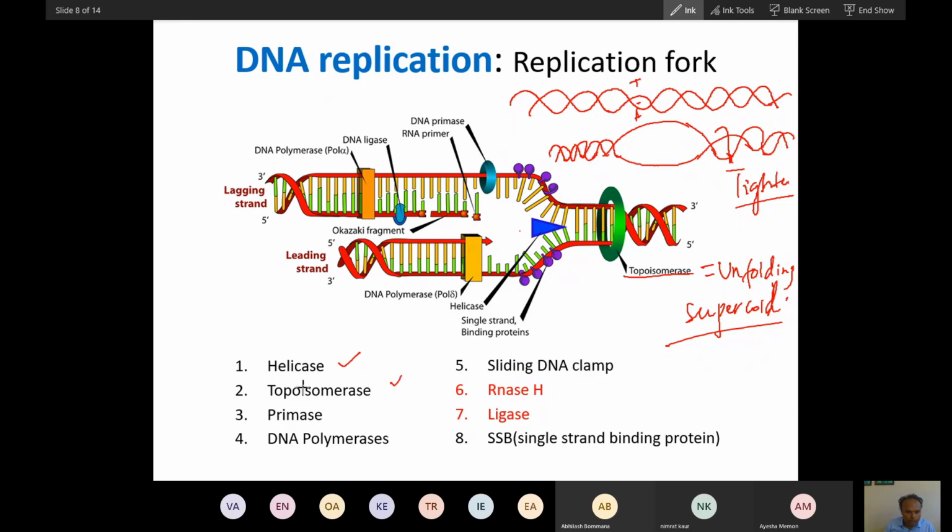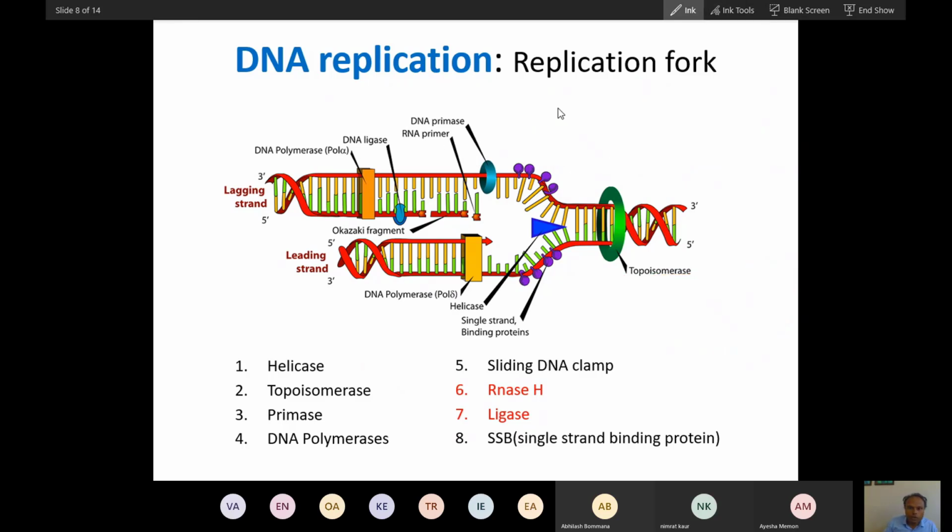Now there is a primase. After opening of this replication fork, what happens? These single strands are exposed. You can see right now, this strand will be exposed like this. One strand will be 5' to 3', and the other strand will be from 3' to 5'. Did you get that? Yes, sir.